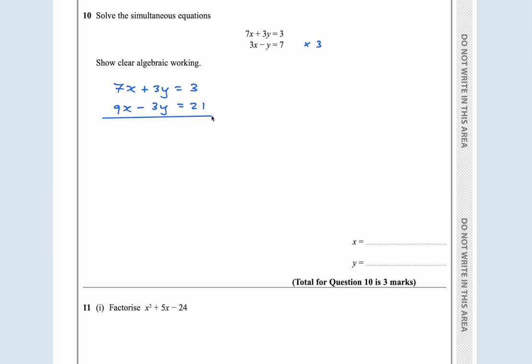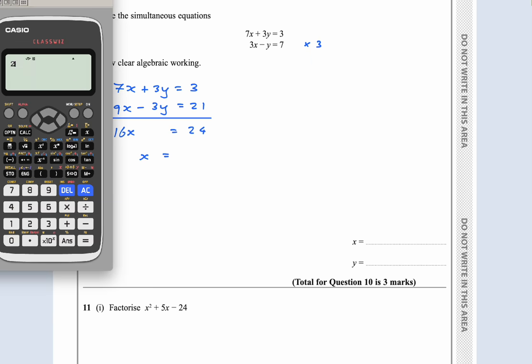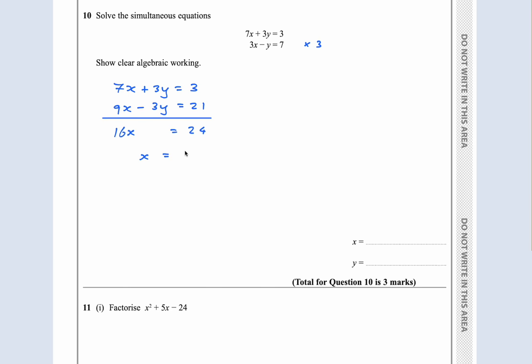Put a line underneath. Signs are different, so I add. 9 plus 7 is 16. So 16x equals 21 plus 3, which is 24. So 16x is 24. x is 24 divided by 16. 24 divided by 16 is 3/2 or 1.5.